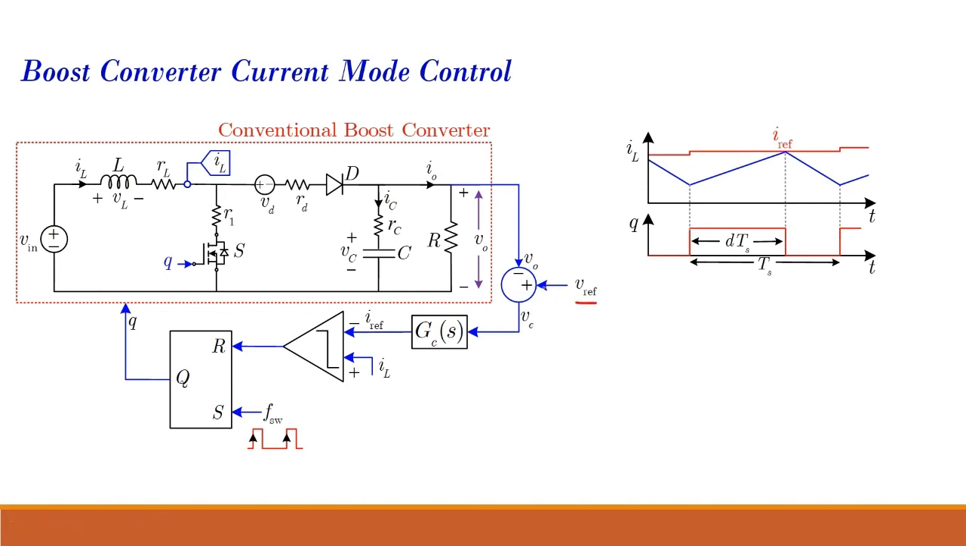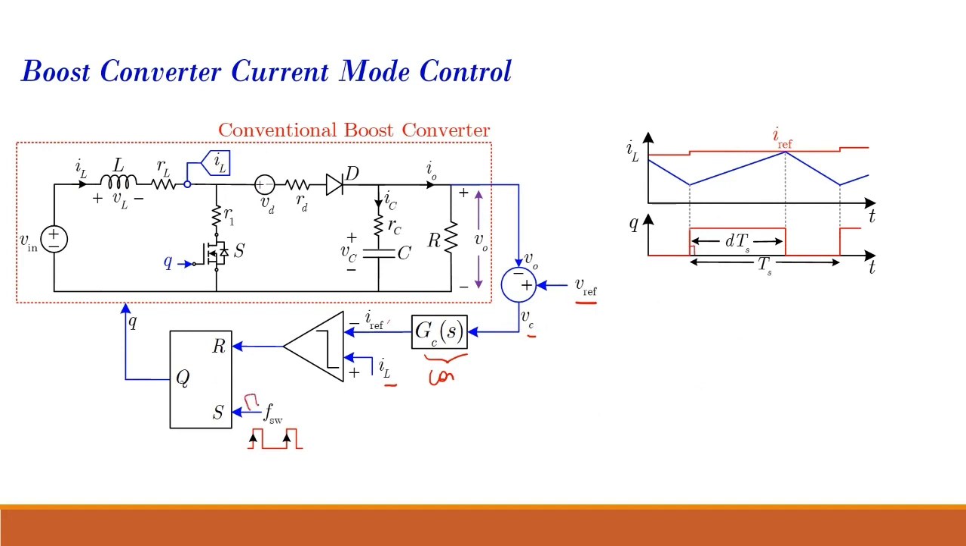We have a reference voltage and the output voltage, and the error again goes to my controller. But in this case, my controller is different. Here, my controller is generating my reference current. My reference current is compared with my inductor current, and that is how I am effectively generating my duty ratio. This is where the set pulse comes.